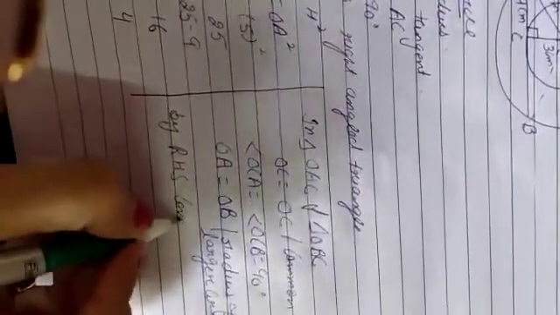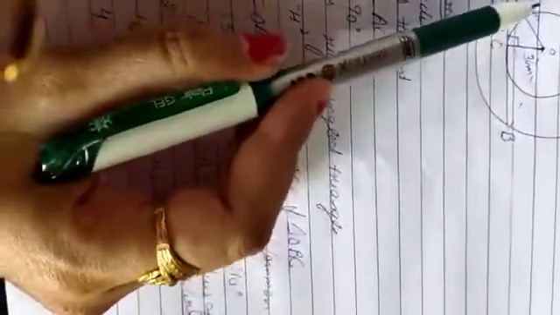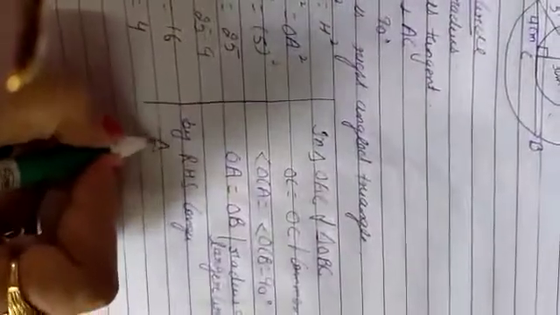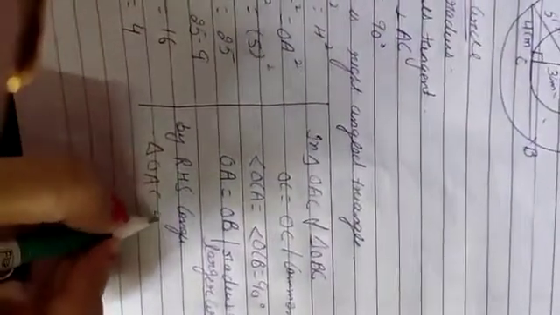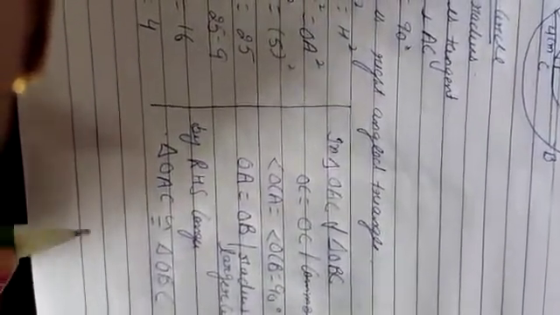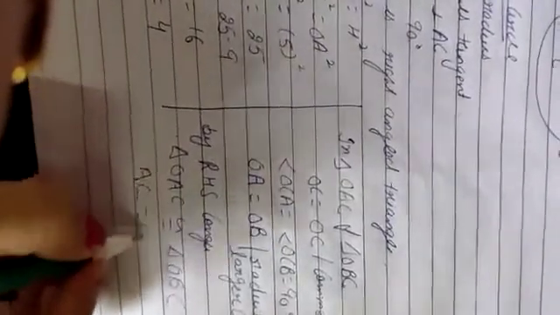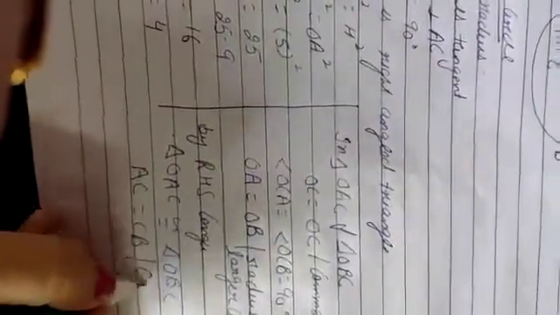So by RHS congruency criteria, what is RHS? Right angle, hypotenuse and side. By RHS, triangle OAC is congruent to triangle OBC. And if these two triangles are congruent, their corresponding parts are also equal. It means AC is equal to CB by CPCT.